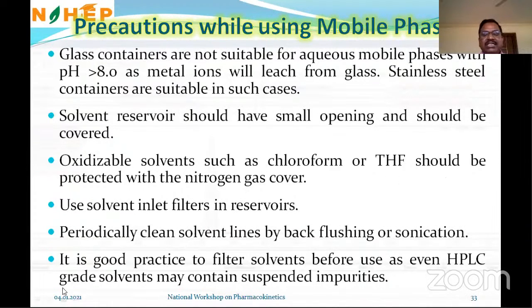It is good practice to filter solvents before use, as even HPLC grade solvents may contain some suspended impurities. Sometimes you will procure solvents one year back, and when you use them, some sediments may have formed, we don't know. So it is always better to filter the mobile phase before using.